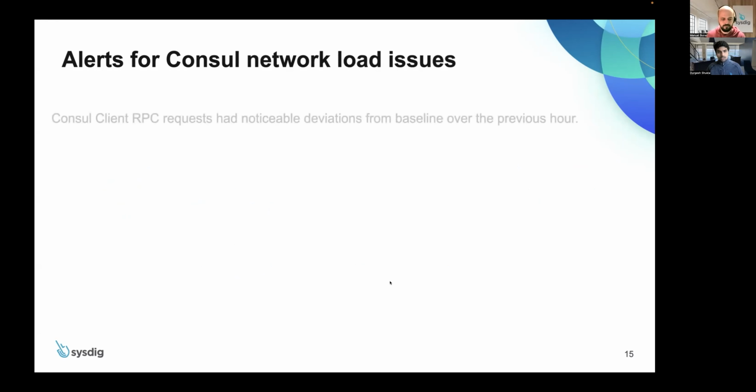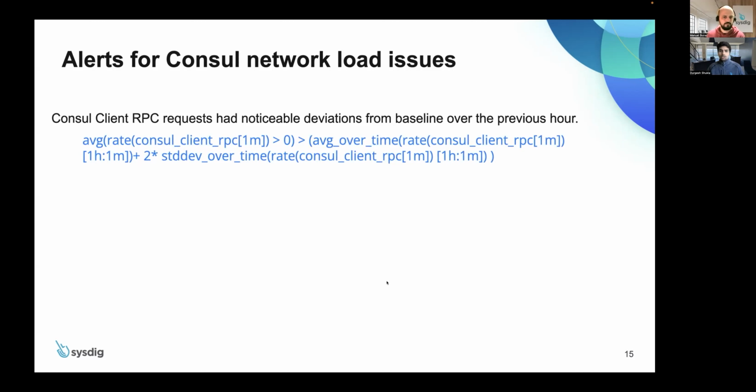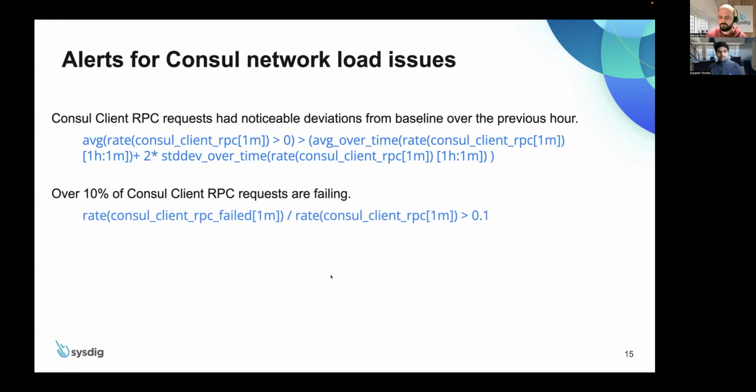Now let's talk about the network load issues. The Consul RPC requests, which are remote procedure call requests, should not have any deviations over the baseline. And finally, not more than 10% of your Consul client RPC requests should fail. So you should have an alert for both these things. There are many more alerts available, which are maintained on the open source website promcat.io by Sysdig. You can download these alerts, not just for Sysdig, but for many other common applications available for the cloud native ecosystem. Manuel will also give a brief tour of this website at the end of his demo.